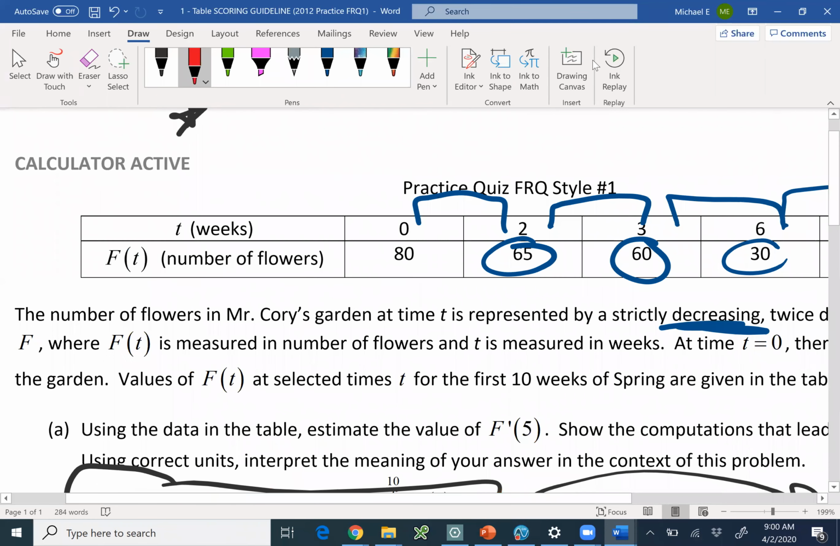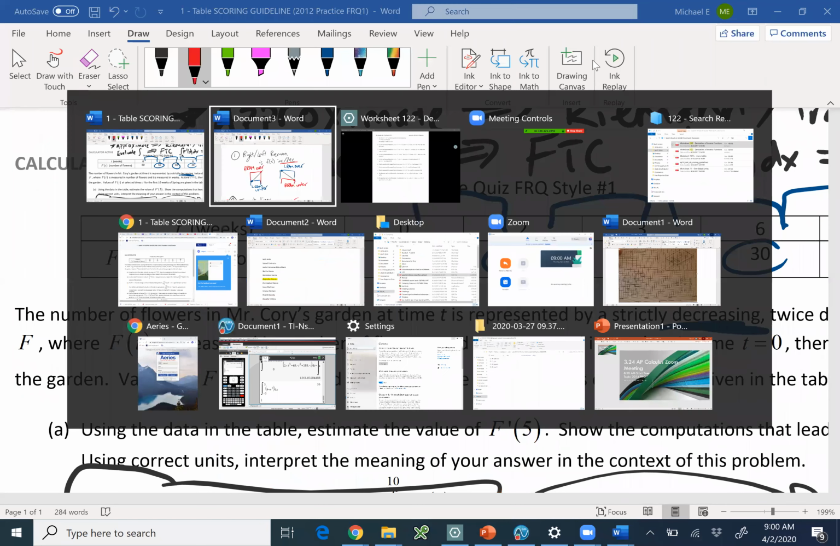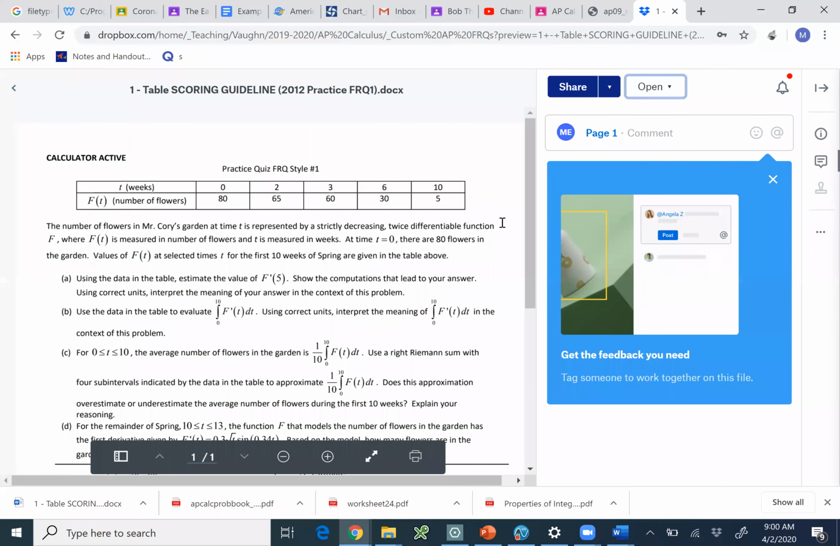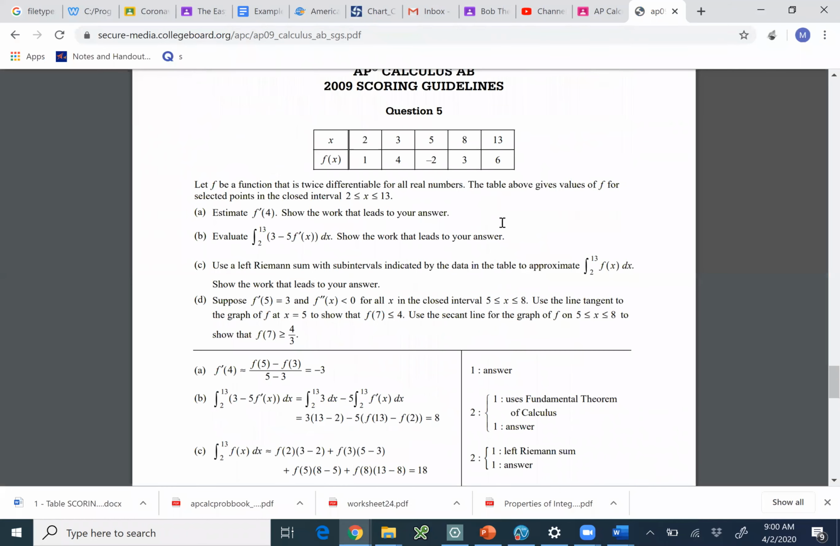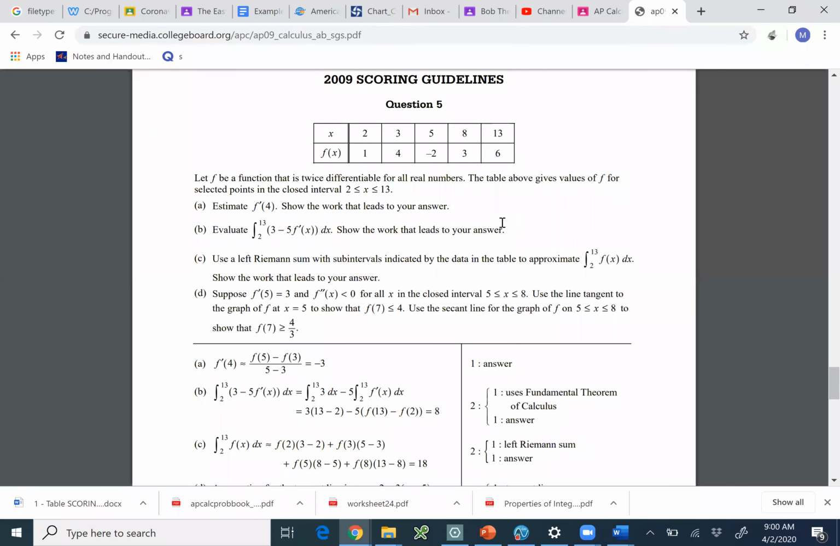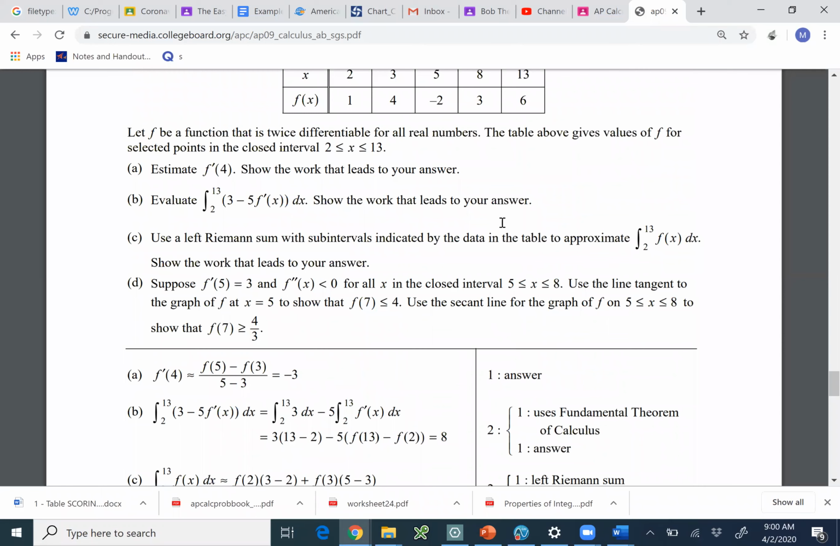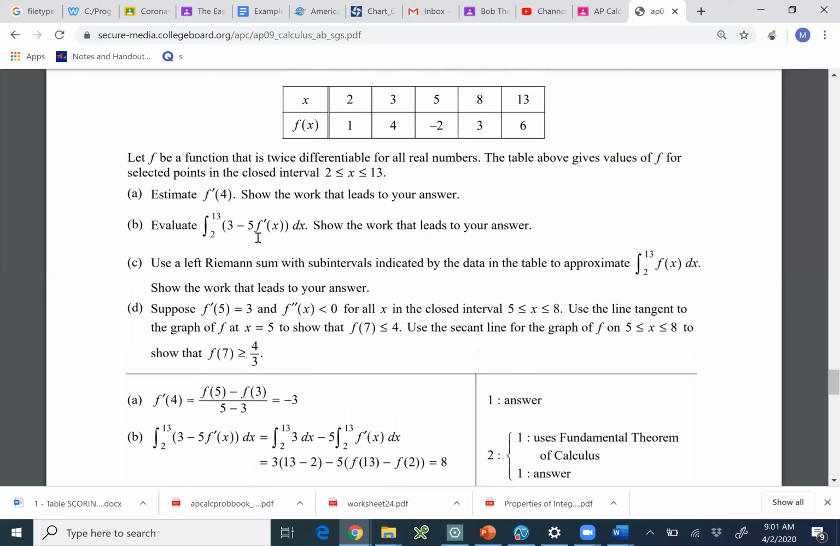Okay, so there's that one. The next one is question 5 from the homework last night. I'm going to go over this one a lot faster. This one was our homework from last night.